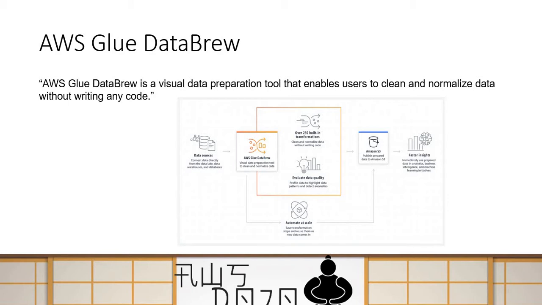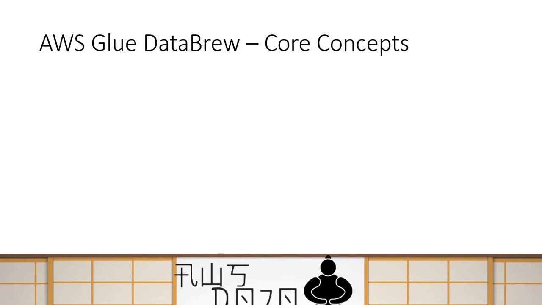When you are doing this kind of data cleansing, transformation, and normalization with DataBrew, you can do it without writing even a single line of code. DataBrew supports more than 250 built-in transformations, which data engineers and scientists can use to cleanse and normalize the data. We will have a demo about DataBrew soon, but before that, let's understand some of the core concepts of DataBrew. One of the core concepts of DataBrew is the dataset.